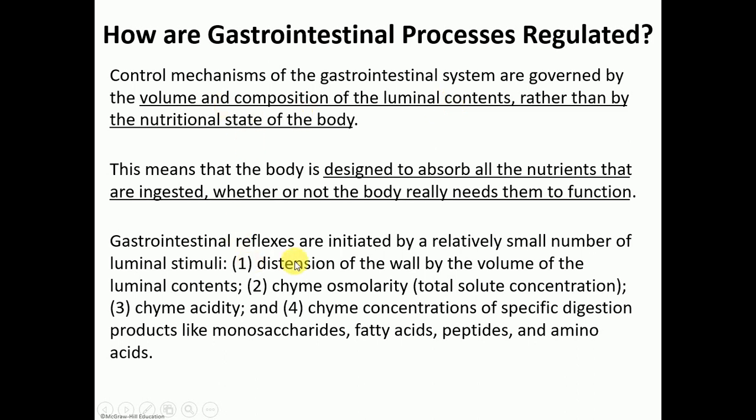So the GI reflexes are initiated by local things, for example, the distension of the wall by what we eat. So that wall stretch can stimulate motility and can stimulate secretions. The chyme osmolarity, so the total amount of salt that we eat, concentration of salt, the acidity of the chyme, and the chyme concentration of certain digestive products. So is it mainly starch? Is it mainly monosaccharides that we digested or that we absorbed? Is it mainly fatty acids or amino acids? So again, depending on kind of what we actually ate.